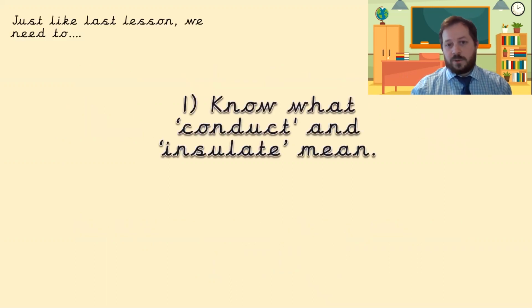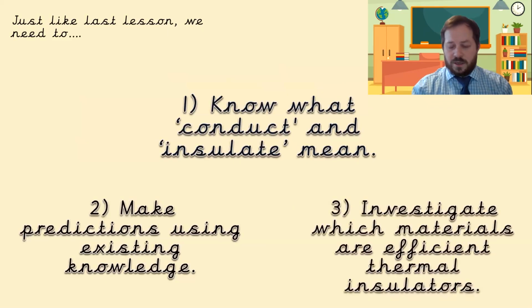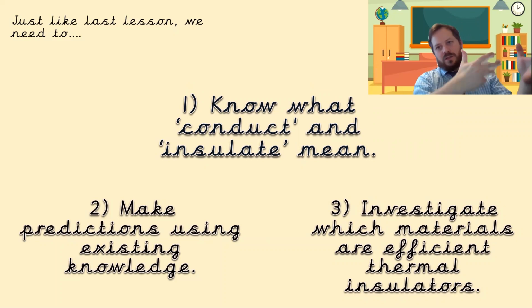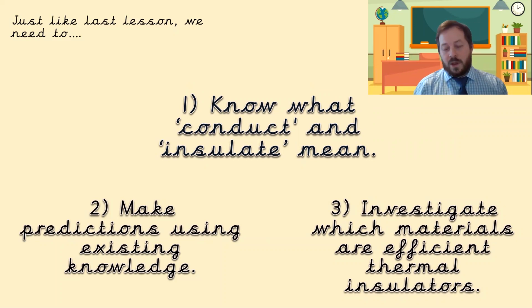So just like yesterday, we still need to know what a conductor and insulator is. We need to think about predictions using existing knowledge, and we need to investigate which materials are effective thermal insulators. So first off, conductor and insulator. The easiest way to think about this is a conductor allows you to pass through, whereas an insulator will stop things passing through, whether this is heat or electricity.